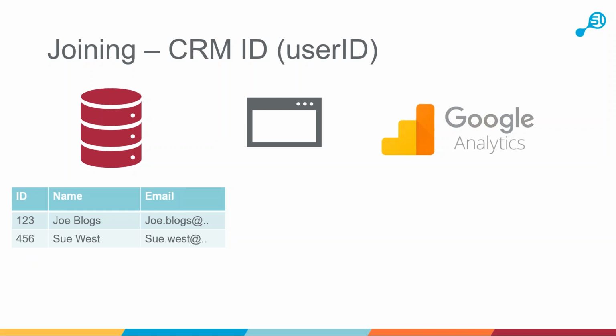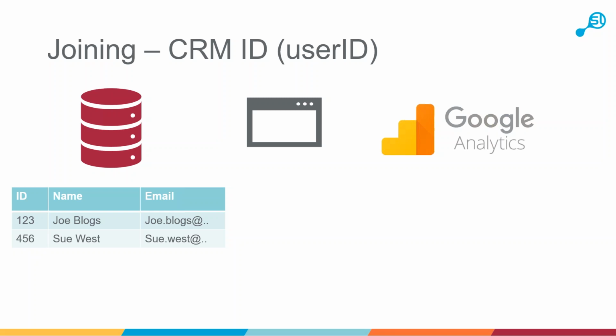So the second method I explained was the user ID. On the left hand side here, we've got the CRM, and we would have lots of customer information. So there's a name, email, and then your unique customer ID, which is generated by your CRM system.